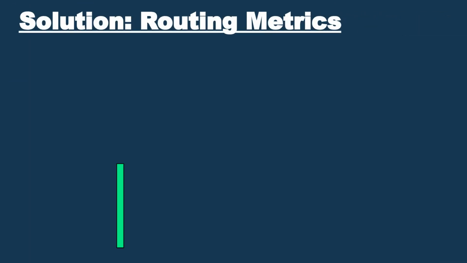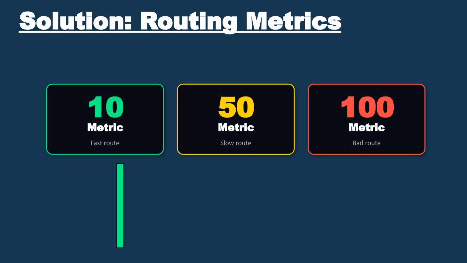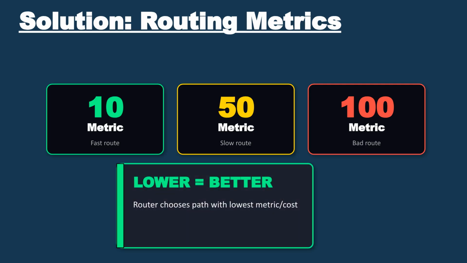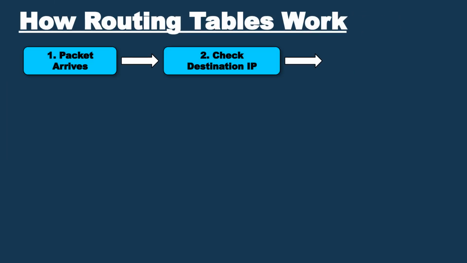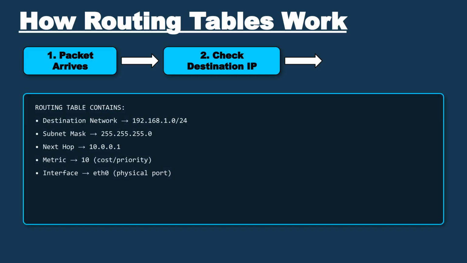The solution is routing metrics. These numerical values represent the cost or priority of a route. A lower metric indicates a better route, so the router selects the path with the lowest cost. When a packet arrives, the router checks the destination IP. It then looks up the corresponding network in the routing table, which contains the subnet mask, next hop, metric, and interface to forward the packet.